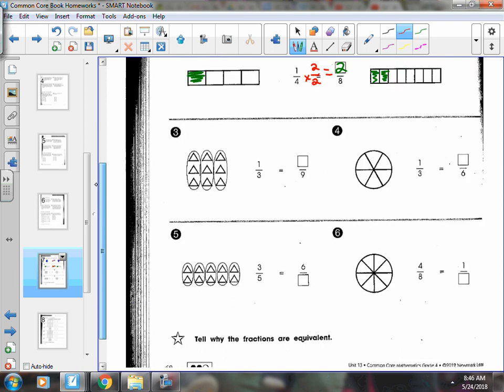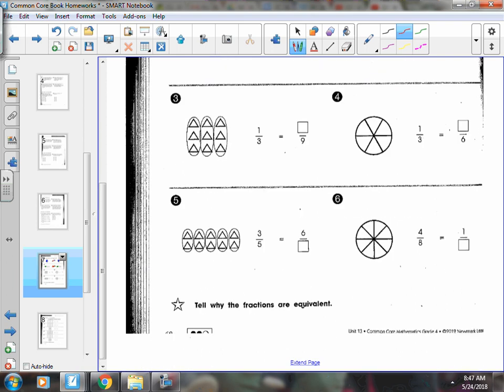Number 3, 1/3. So I'm going to shade in 1/3 of the picture. Right? And 1/3 is the same as 3 out of those 9 triangles. And let's go ahead and put this in, that if we triple the bottom, right, 3 times 3 equals 9, we better triple the top. 1 times 3 equals 3. So 1/3 and 3/9 look different to our eyeballs, but when we look at a picture, they're exactly the same amount.